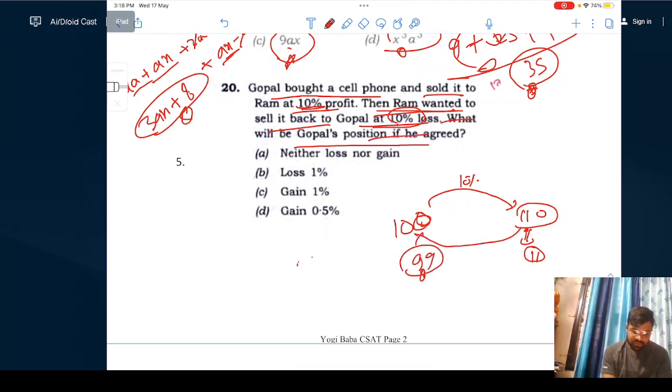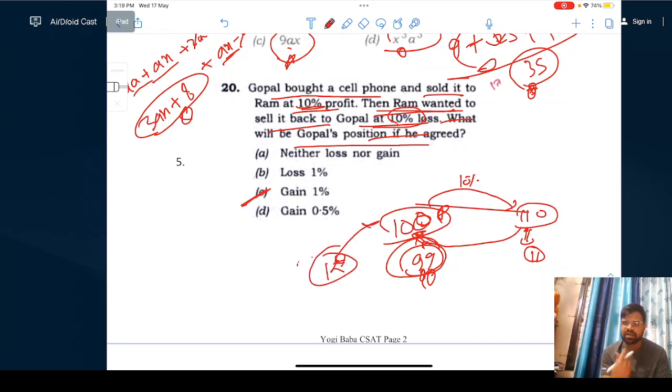What is Gopal's position? Gopal is overall gaining 1 rupee. What happened? He bought a phone at 100 rupees, gave it to Ram and again got the phone back. Now he has the phone and also 1 rupee extra. 1 rupee means a gain of 1%. He gained 1 rupee in these transactions. This is how you will assume.